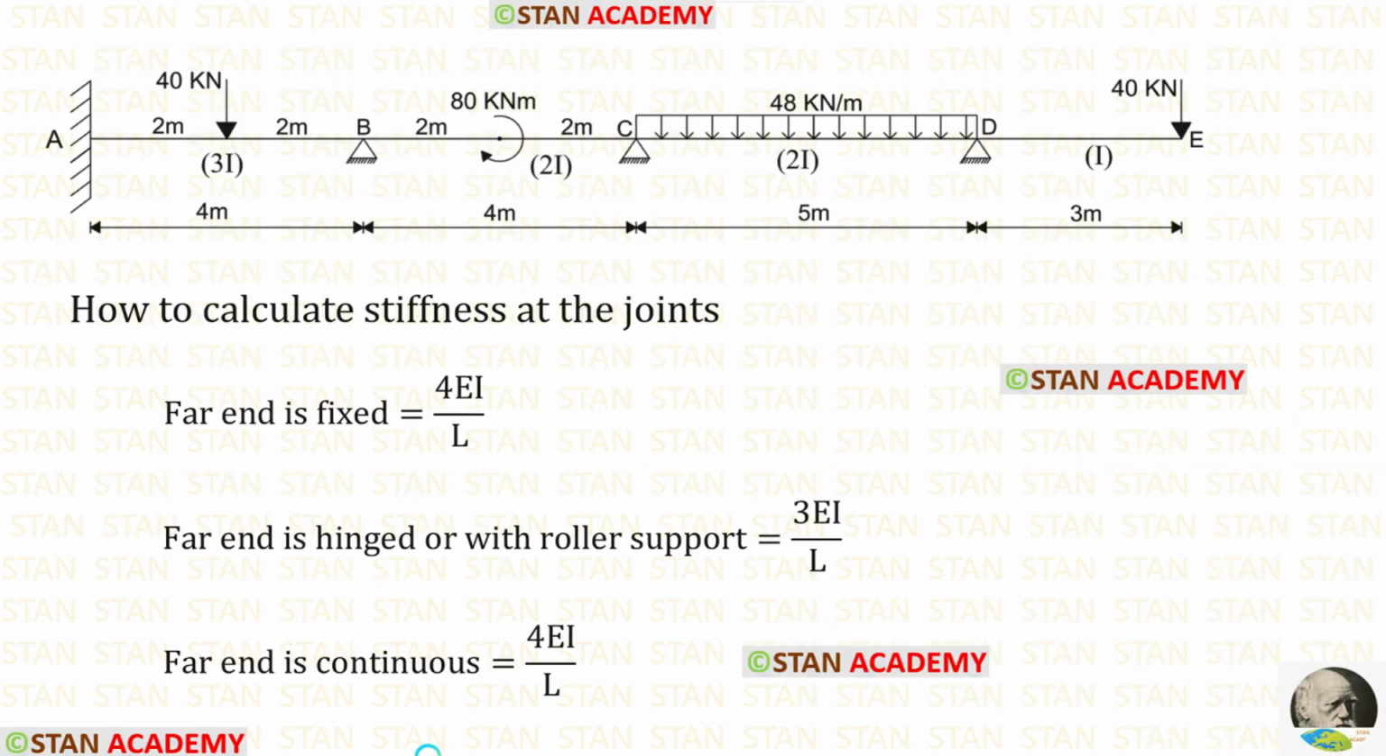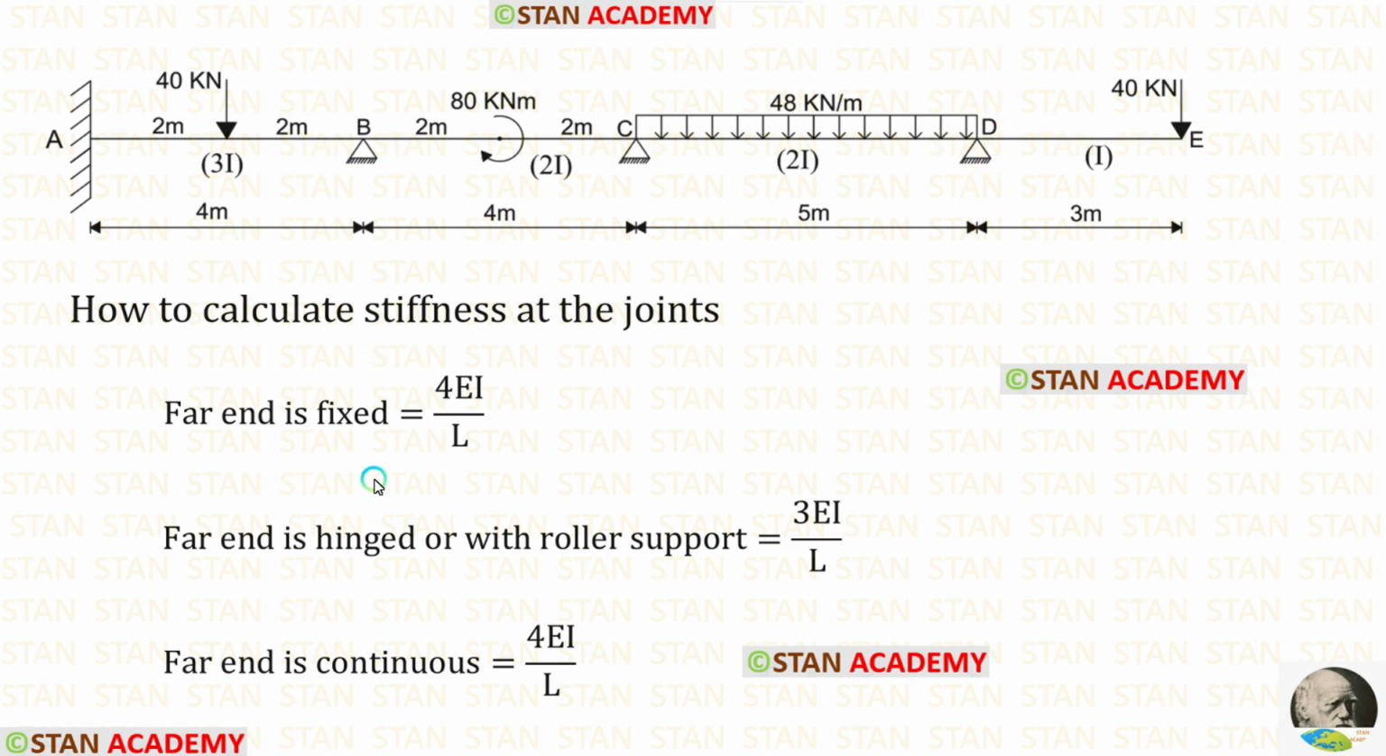In the Kani's method, we have to find the rotation factor. To find the rotation factor, we have to calculate the stiffness. We have to calculate the stiffness only in the joints. There are three joints, joint B, joint C and joint D. No need to calculate the stiffness in the joint D because there is overhanging on the right of D. Only we have to calculate the stiffness in the joints B and C.